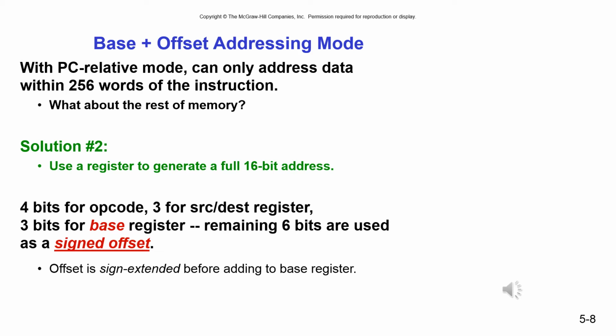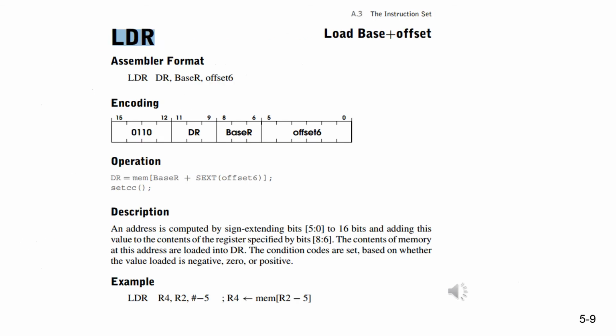Solution number 2 to being leashed with the program counter plus offset mode, 256 plus or minus, is base plus offset addressing mode. So we're going to use a register to generate a full 16-bit address, and we can also add an offset to that. Obviously, we're going to take a look next.